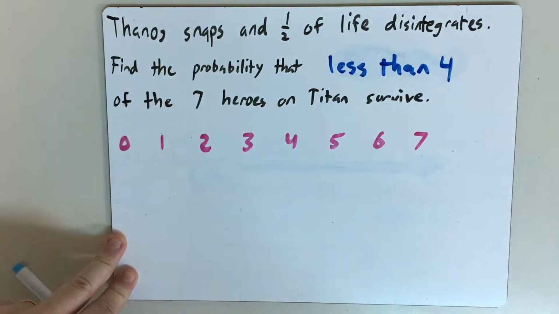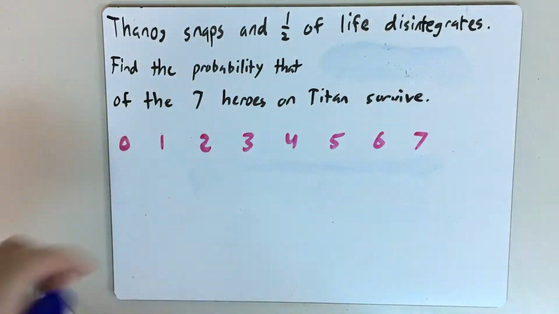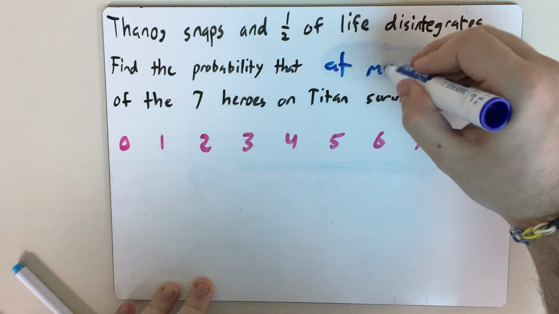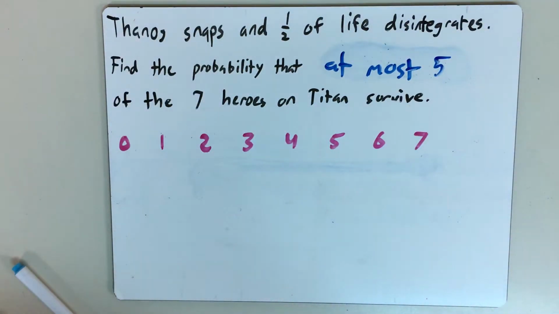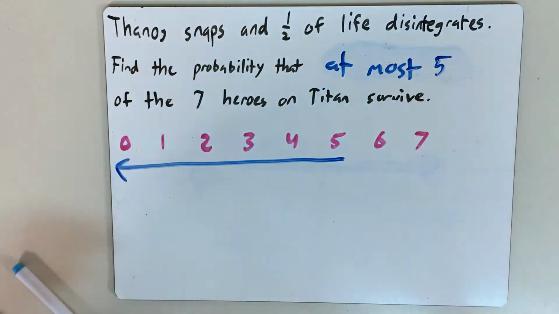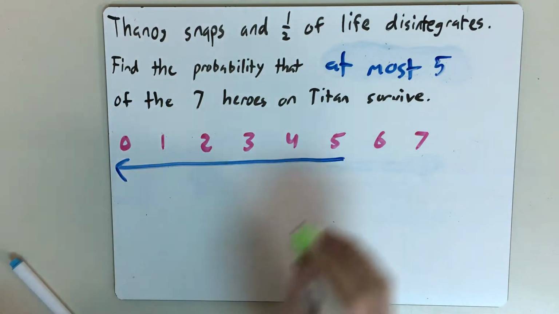Now each of these, the at least and less than, have a twin that tells us to go in the other direction. So if we saw at most 5 of the 7 heroes survived, that means we could start at 5 and go down from there. So the probability that at most 5 heroes survive, we could have 5, 4, 3, 2, 1, or 0, and that would be okay.